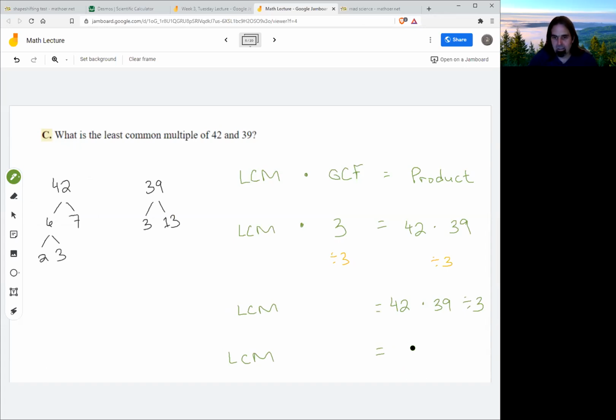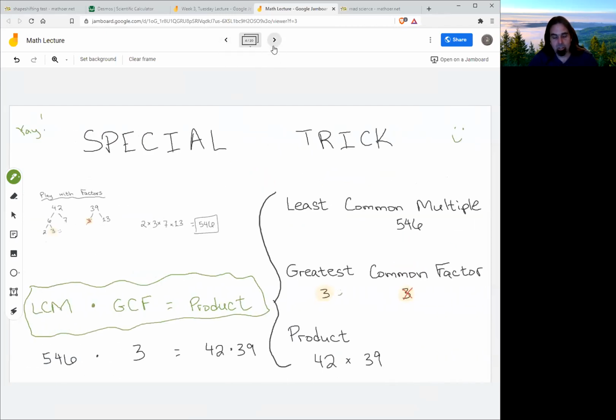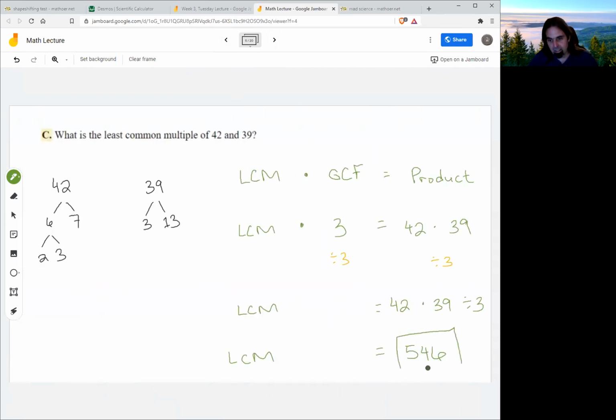$546, which matches what we had before. So if you're able to do these one-step equations to get something by itself, then anytime you find the least common multiple or the greatest common factor, you can get the other one, because you can always multiply two things together.